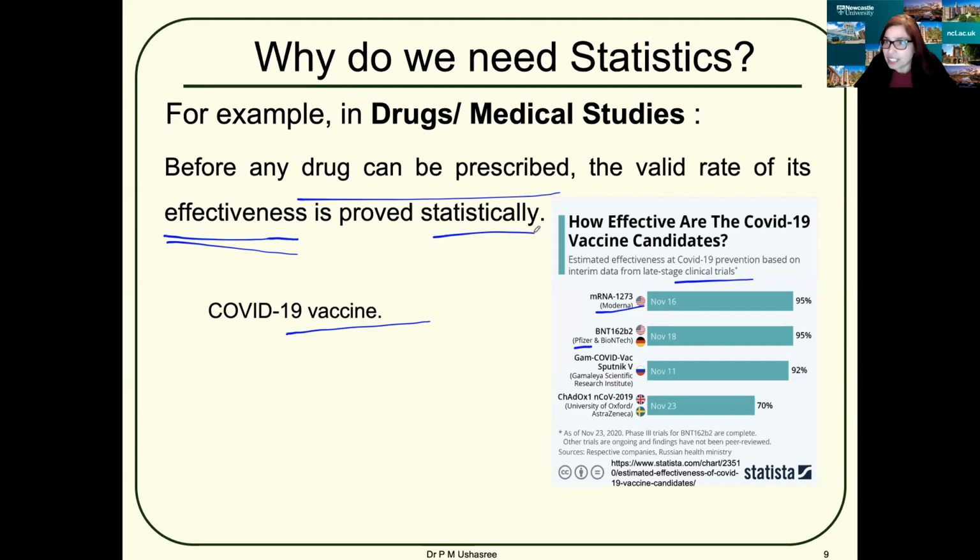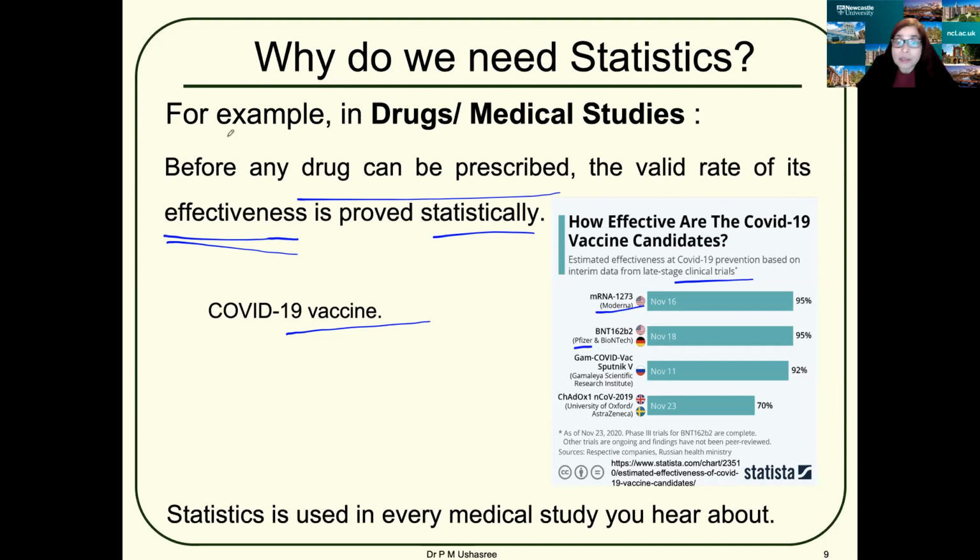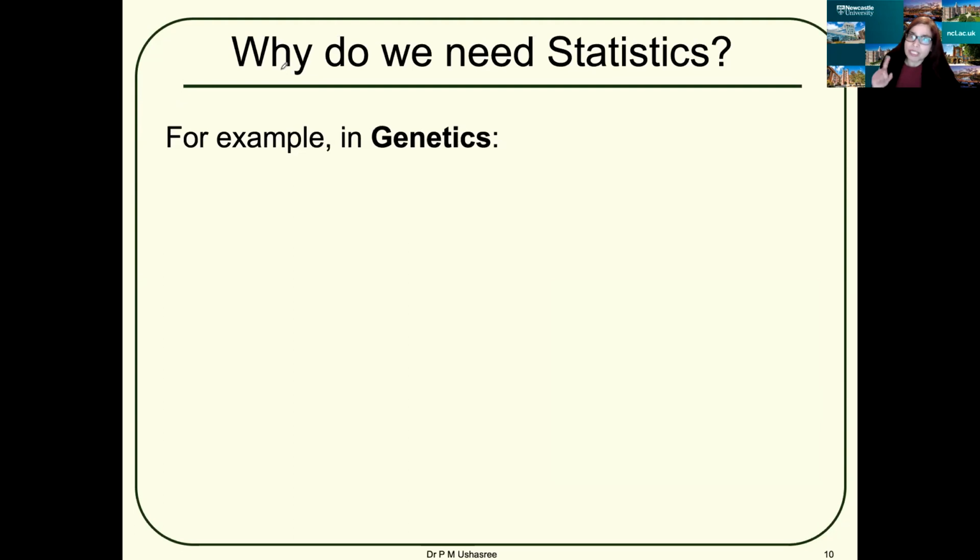So we are seeing that now. The current situation is a beautiful example of how statistics helps us in general. Yes, the whole world is in need of statistics now. Statistics is used in every medical study you hear about. I don't want to miss another good example.